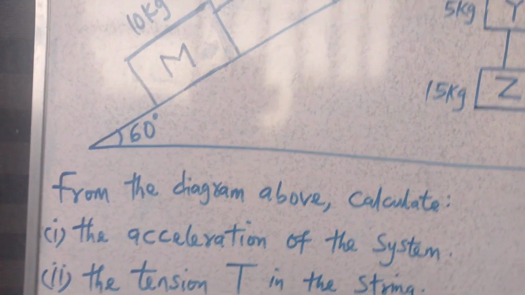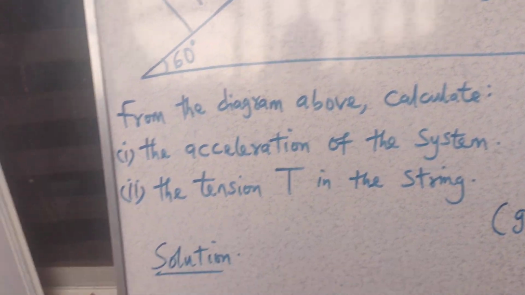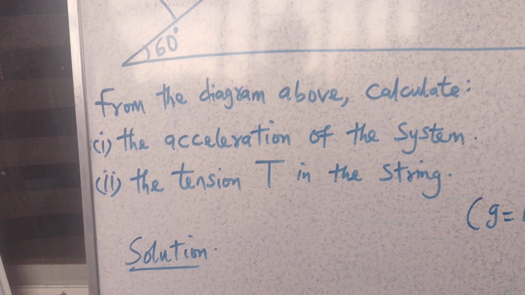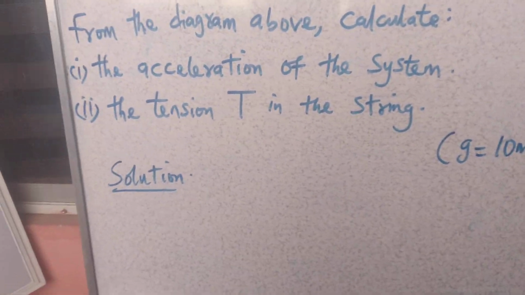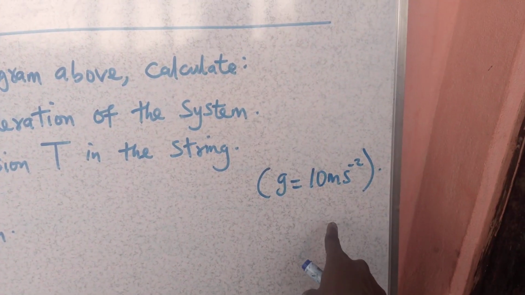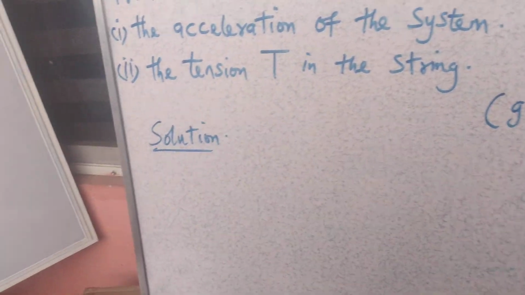This is 60 degrees. From the diagram above, calculate: one, the acceleration of the system; two, the tension T in the string. And the acceleration due to gravity is given as 10 meters per second square.